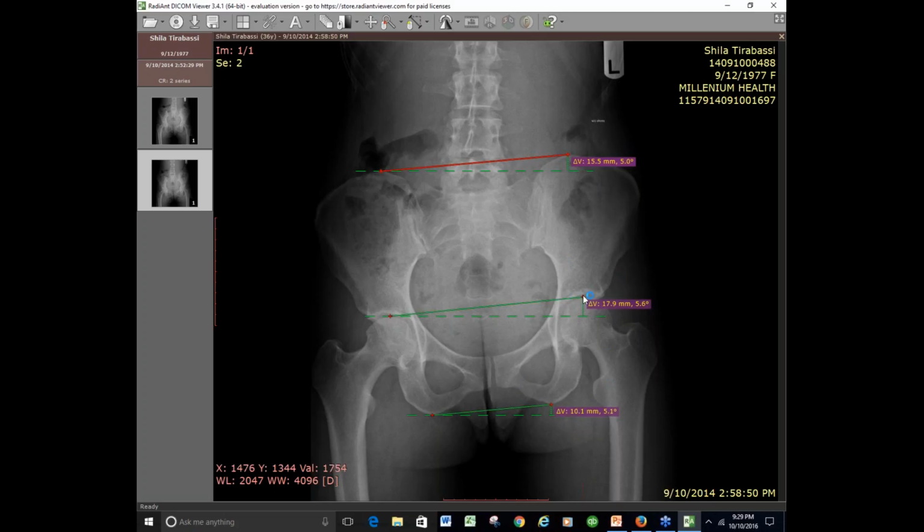Now, it's looking that way, again, because of the deviation. Now, why is hers so much different than the last guy? The last guy was a much bigger difference. And the difference really is the shape of her pelvis.